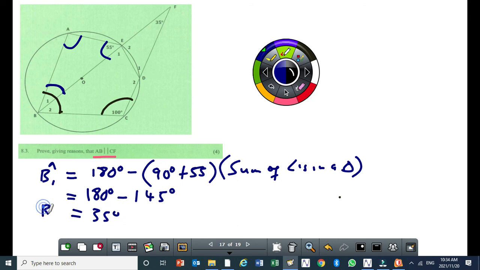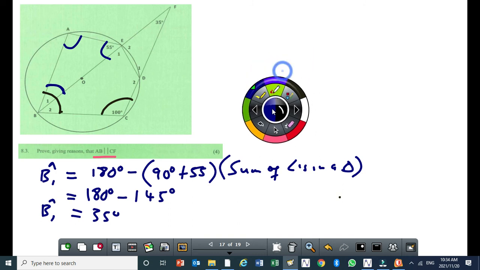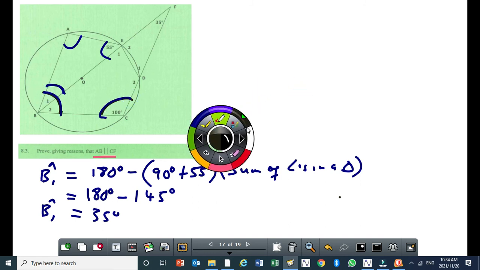So the answer says B1 is equal to 35. Okay? You said B1 is what? Okay. So after finding this B1, yeah. Okay. I see now. In my case, I didn't see what she just said. I saw that if I can add this angle and that angle, if I get 180, then I'm done with the proof. Yes?